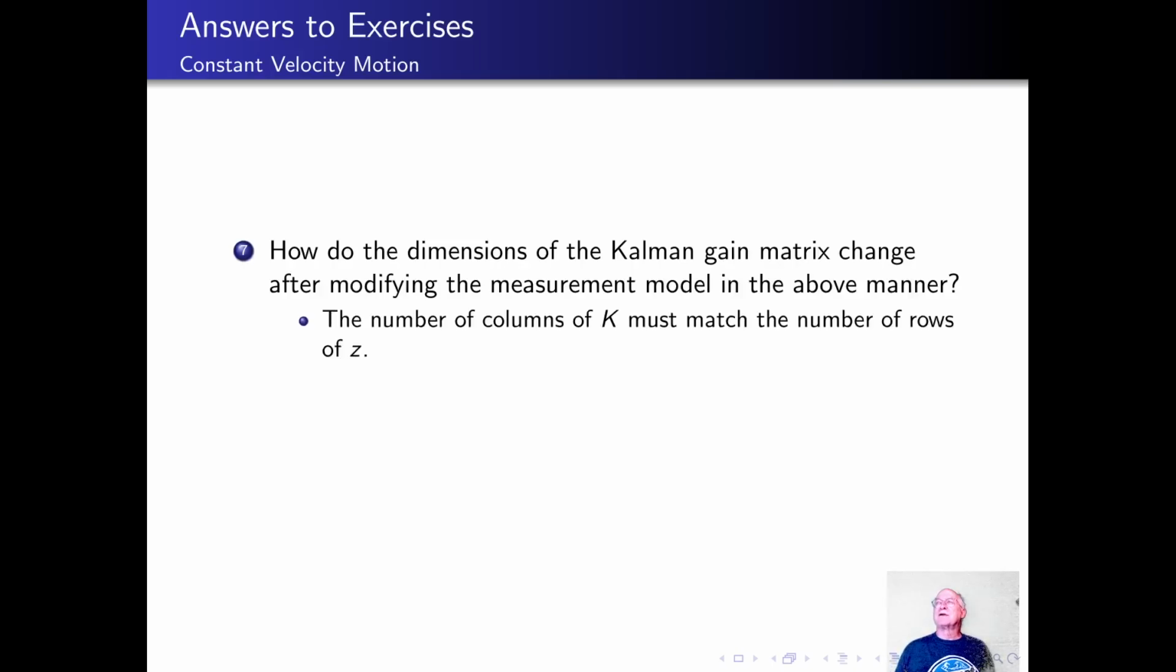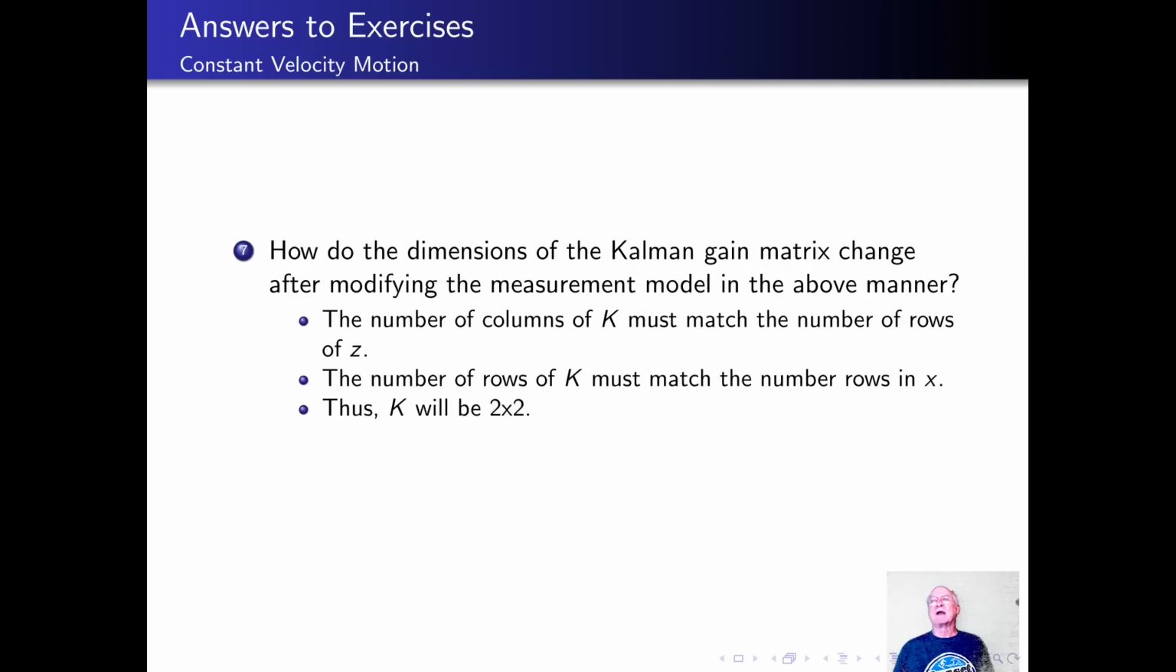So how do the dimensions of the gain matrix change? Well, the number of columns of K must match the number of rows of Z. So there's going to be 2 rows of Z, so it's got to be 2. And the number of rows of K must match the number of rows in X. All right, and there are exactly 2 states, so there's 2 rows in X, so therefore it's a 2 by 2 matrix.